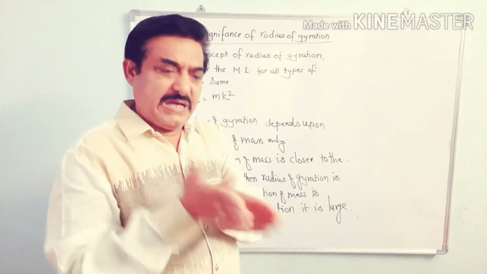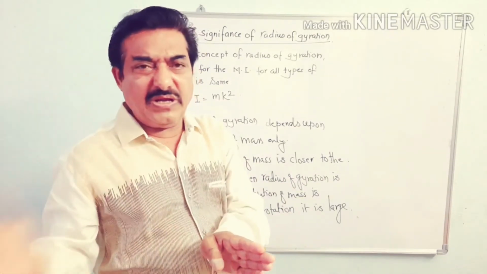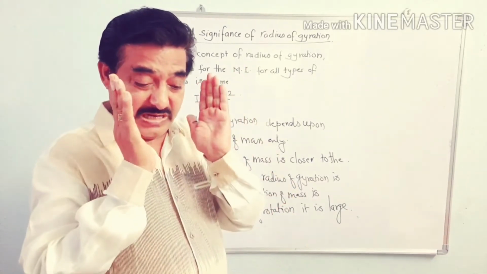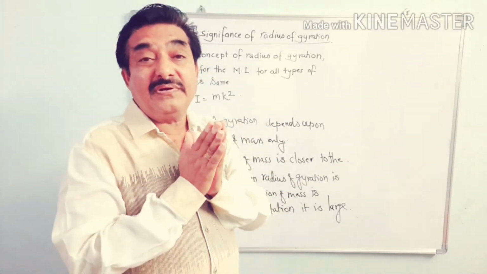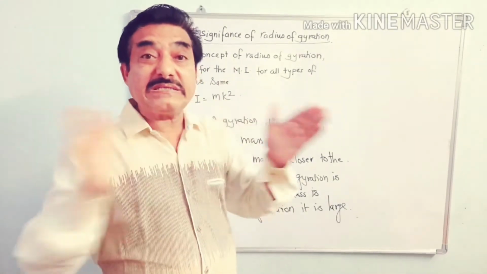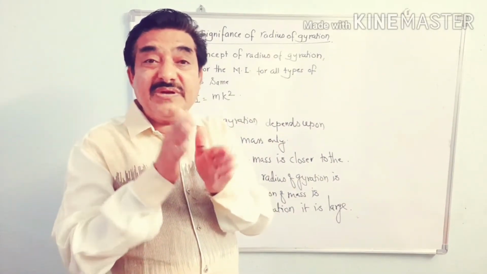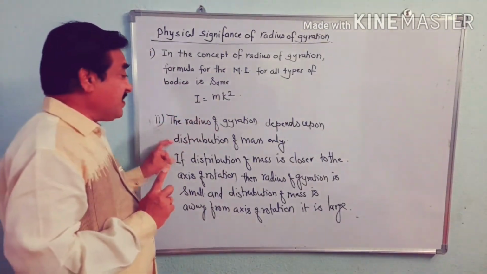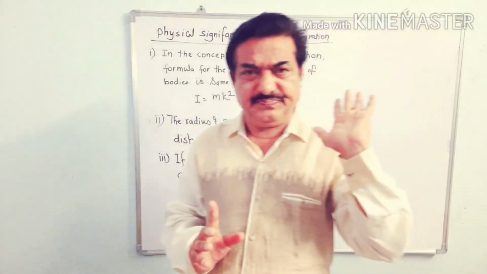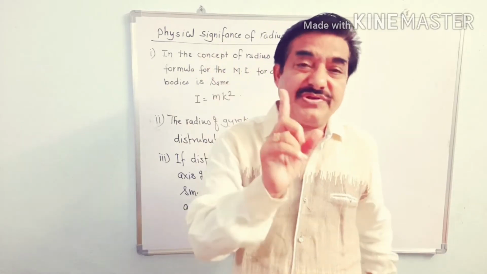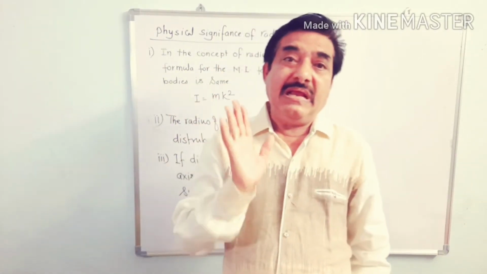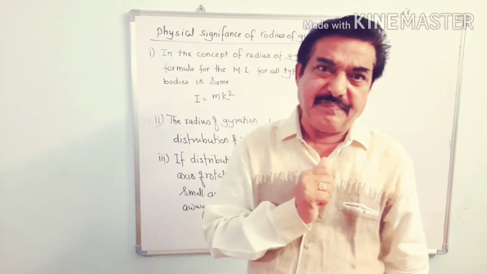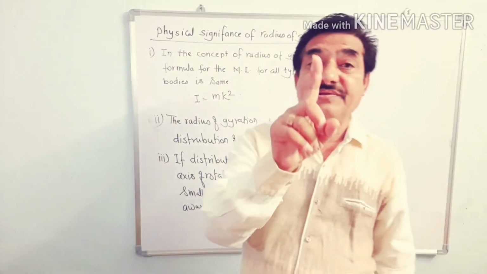In the previous concept, as the size is changed, the formula is changed. Shape is changed, formula is changed. But in this concept, as long as the radius of gyration is the same, the moment of inertia of the body is the same. Then radius of gyration depends upon what factors? Here there is only one factor. The radius of gyration depends upon distribution of mass only. As long as the distribution of mass is the same, the radius of gyration will be the same.